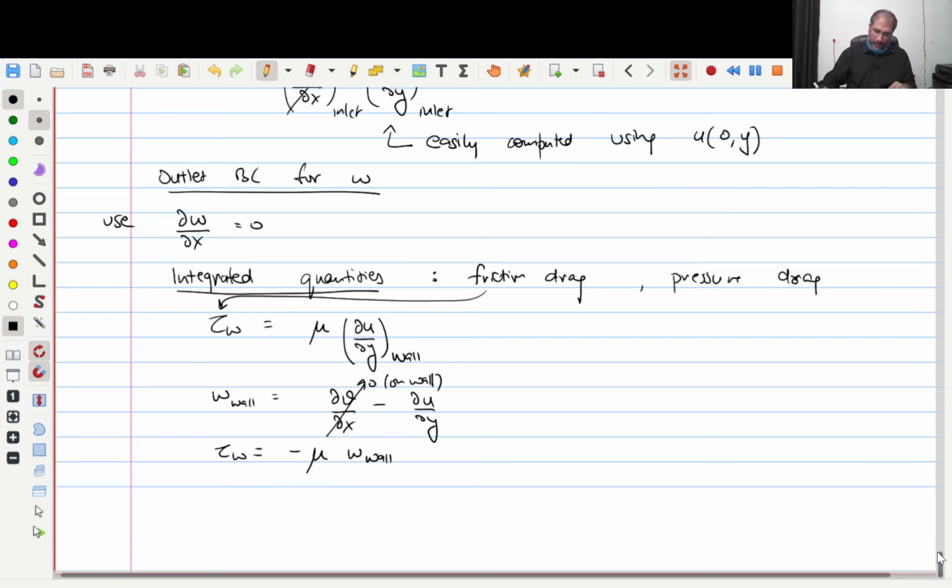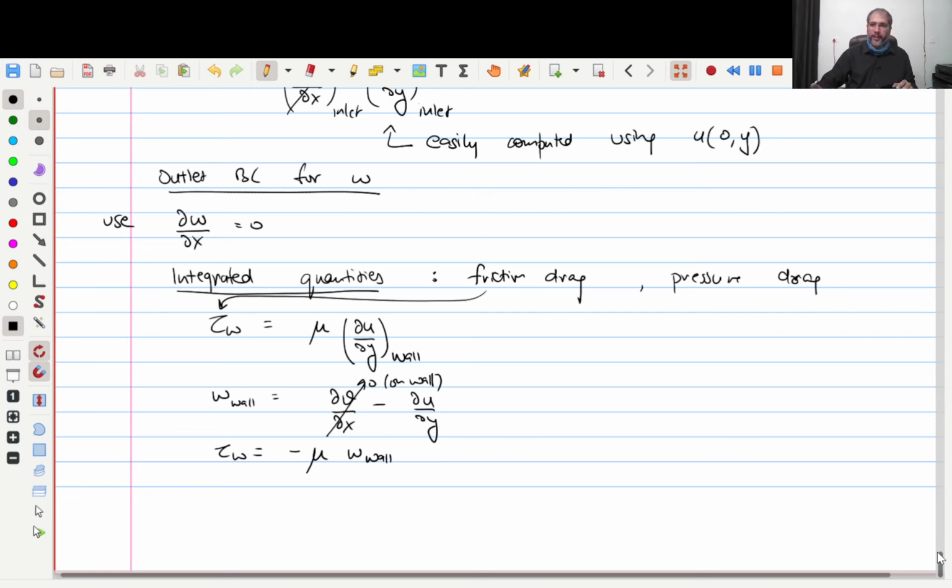The other thing, another integrated quantity, or well, it's not an integrated quantity, it's a local quantity, is called pressure drop. So pressure at different points is what you need to calculate pressure drop, and that will give us the drag on the body. So that's the drop of pressure between 2 points. So that is the net force on the body because of the fluid.